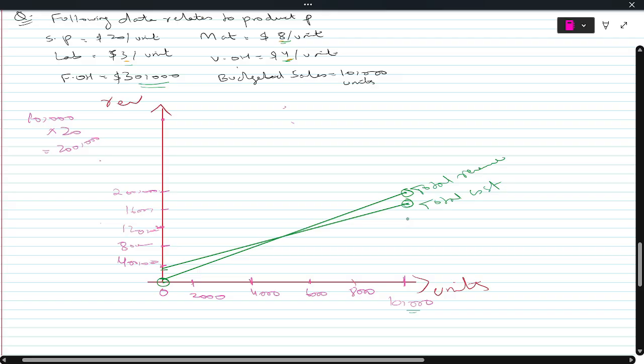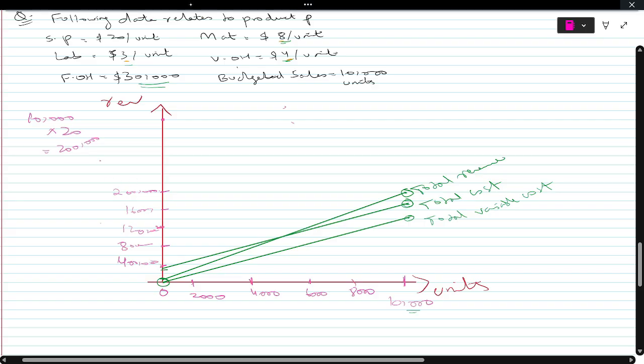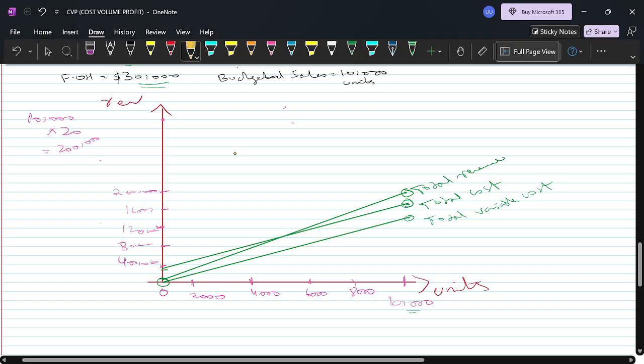At 10,000 units, it's 150,000, right? So let me just place it over here. It's somewhere over here. And at 0 units, you will have 0 variable cost. So you'll always start from the origin, okay? Total variable cost also starts from the origin, just like the total revenue line, okay? Remember that. So this is the total variable cost line. Okay, so now we have all our 3 lines.